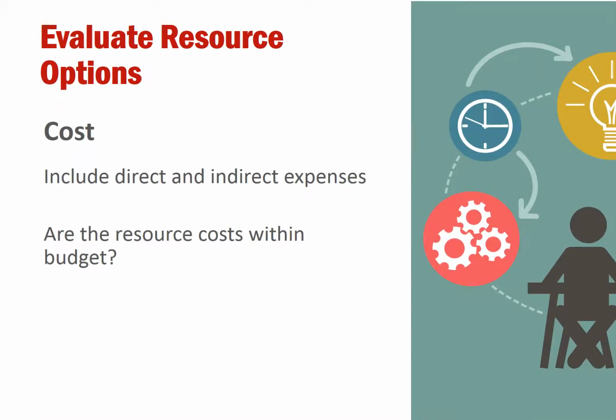Another important aspect that you have to consider during your resource options is the cost. Cost plays a huge role in your project. It's one of the 3 constraints that the project manager has to manage effectively. Be sure to include the direct and indirect expenses. Depending on the cost factor of the options available, you may decide the appropriate resource option.